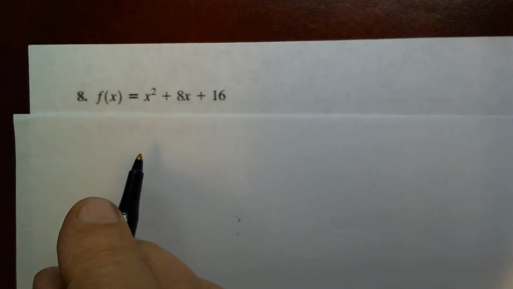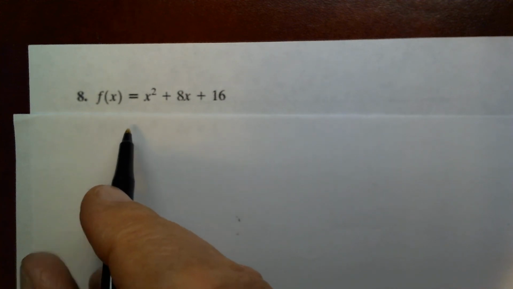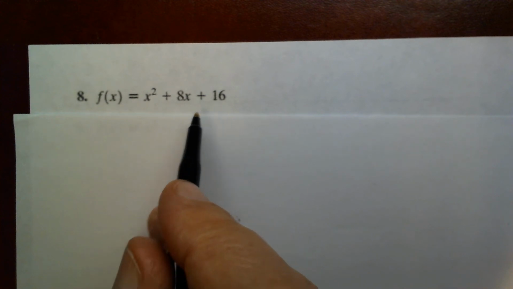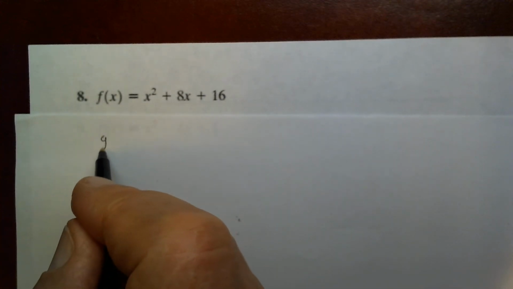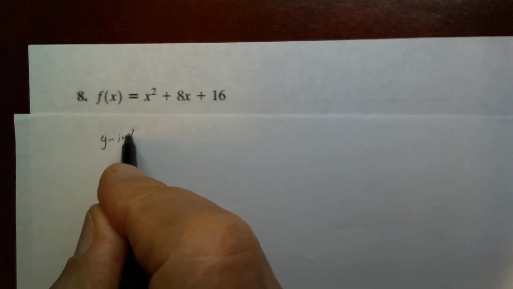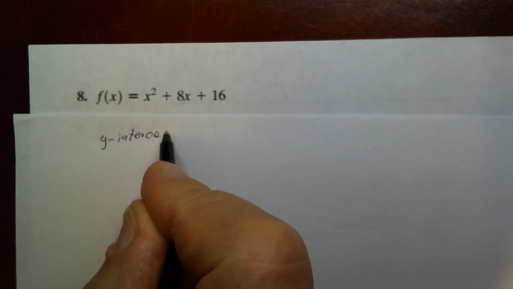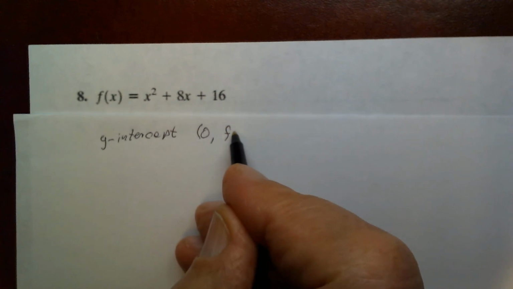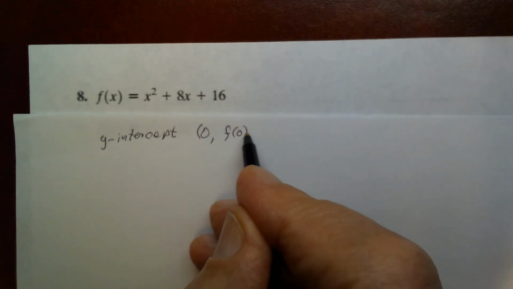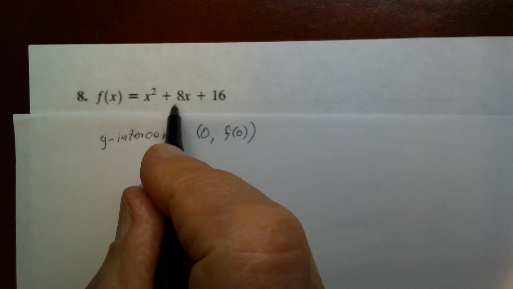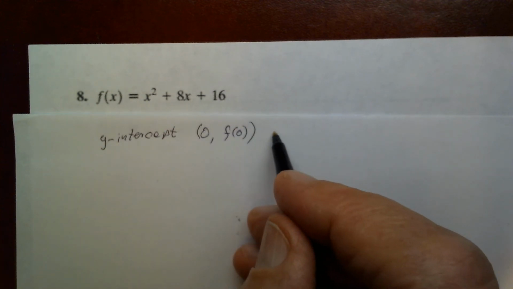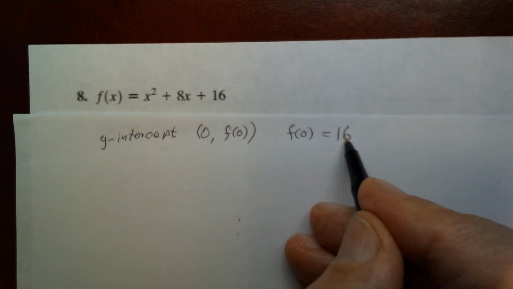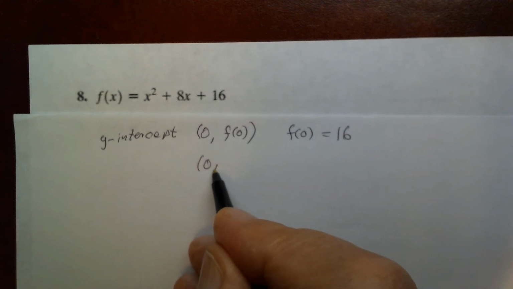So to find the intercepts for the function f of x equals x squared plus 8x plus 16, for the y-intercept, we find 0 comma f of 0. And when we set x equal to 0 in this expression, then f of 0 is equal to 16. So the y-intercept is at 0 comma 16.